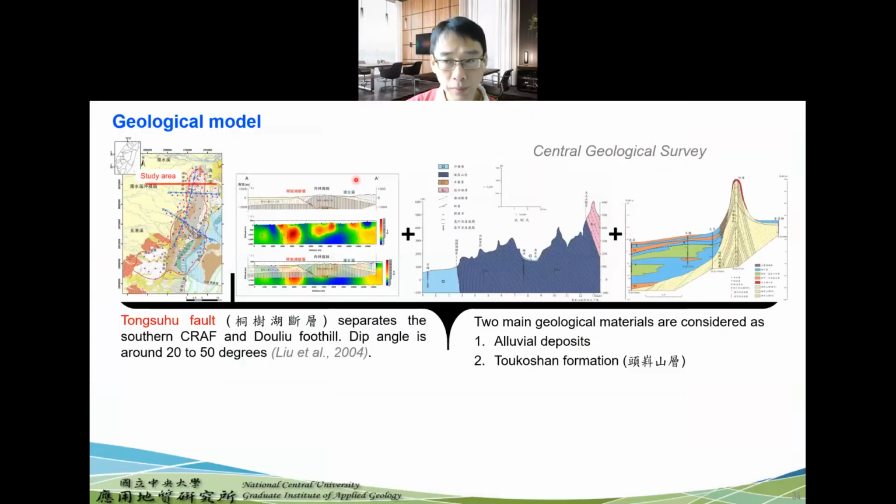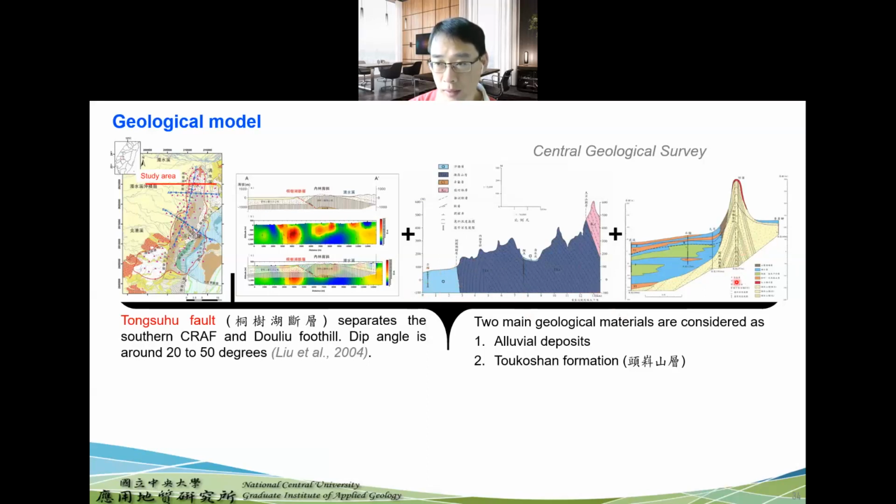And we try to have the geological models. We try to combine the Central Geological Survey result and the geophysical survey result. As we mentioned previously, this is the geological structure that we will follow, but they do not have much detailed information. Previously, they have the Tokusan formation and also some other formations here. And this is the alluvial fan area, and they might have some layer system like this kind of pattern.